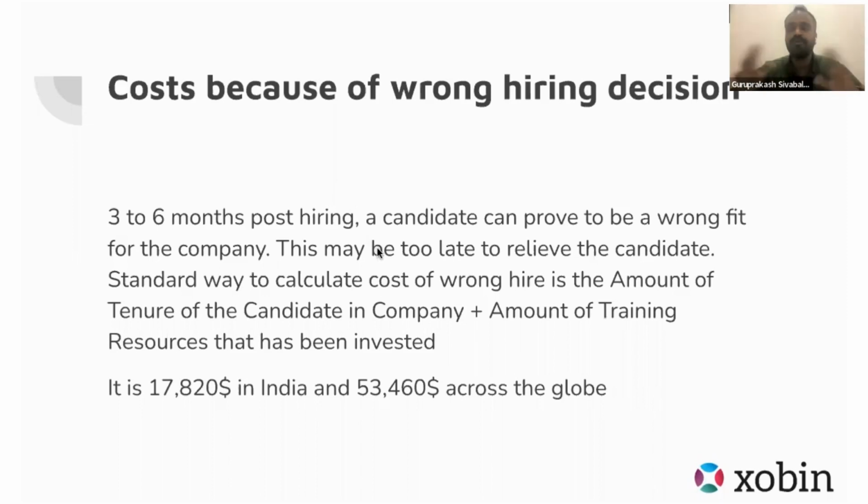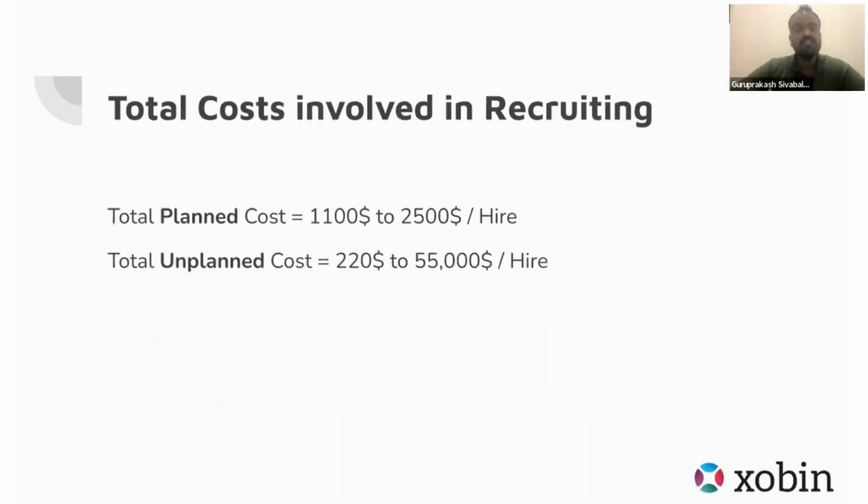unplanned expense when you factor in the overall recruitment expenses for your organization, right? So the total planned cost oscillates somewhere between $1,000 to $2,000. Total unplanned cost can start from as little as $220 to all the way up to $55,000. It depends on how lucky you are and how well you are treating the problem.